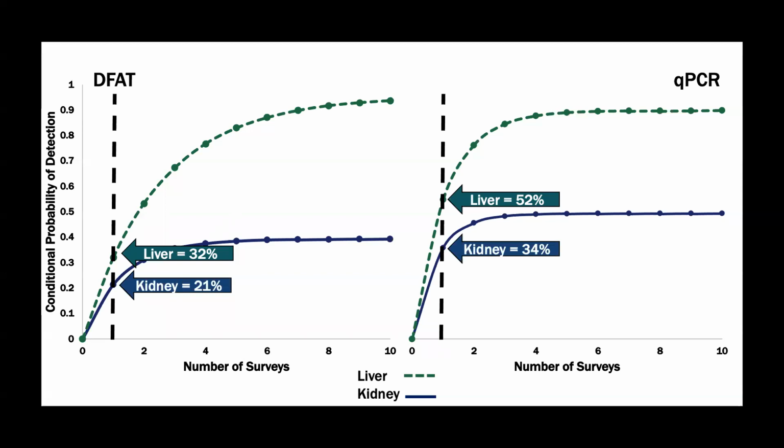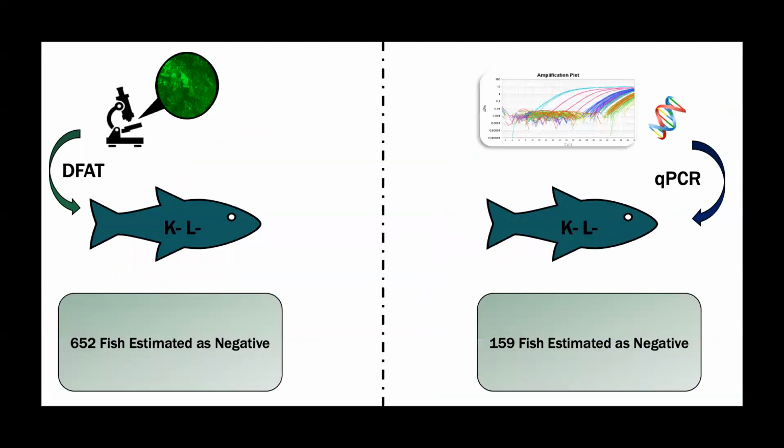So overall, not only does using DFAT for our testing method and kidney tissues as our tissue collection type reduce the conditional probability of detection, but with the lack of multiple surveys completed on each tissue with each assay, it also reduces our detection probabilities.